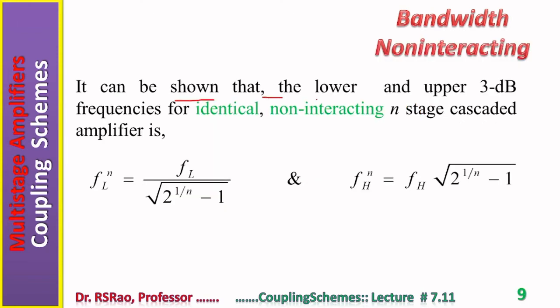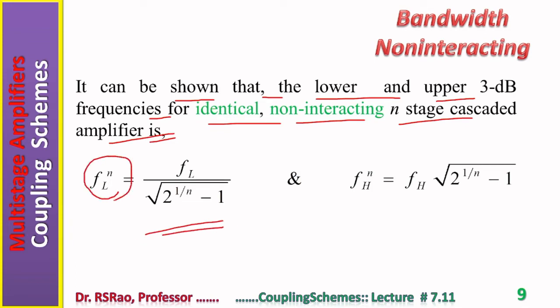It can be shown that the lower and upper 3 dB frequencies for an identical non-interacting n-stage cascaded amplifier are given by this formula. FLN, where N refers to the n-stage amplifier, L lower cutoff frequency.